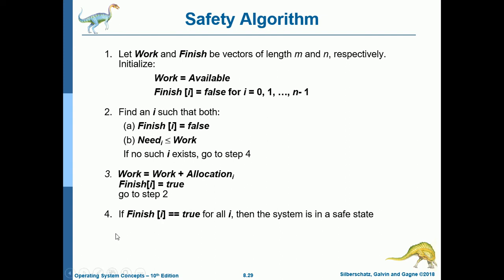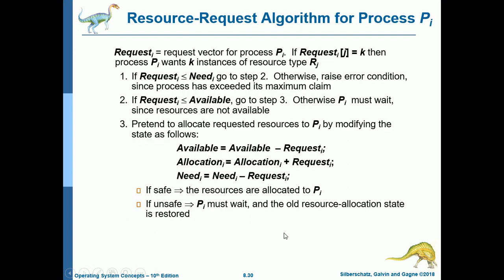So what does this algorithm mean? If you have a number of processes, you're going to find a sequence of processes in which all the processes will finish their execution. So if all the processes finish their execution, then the system is in a safe state.